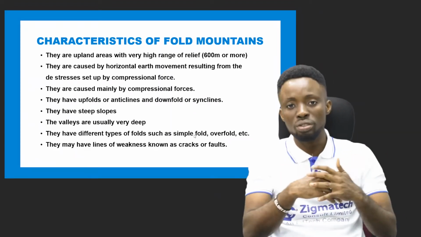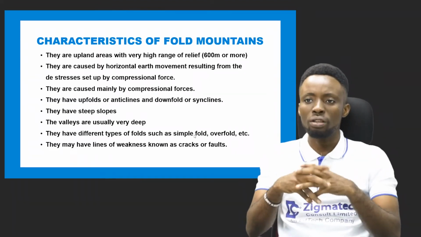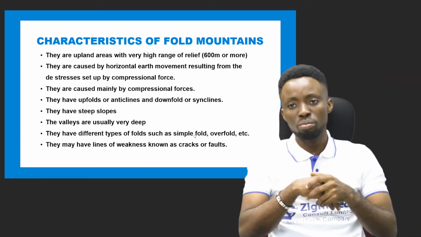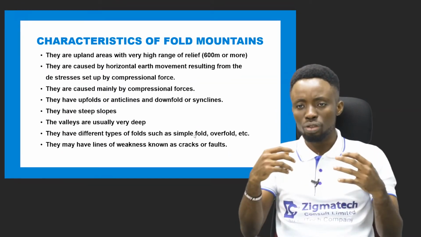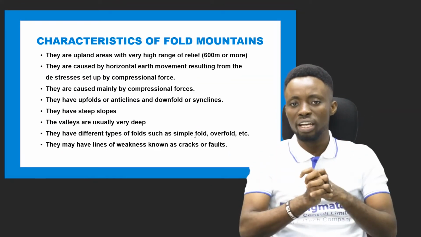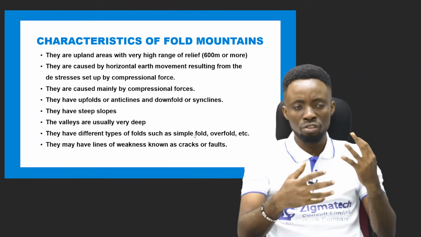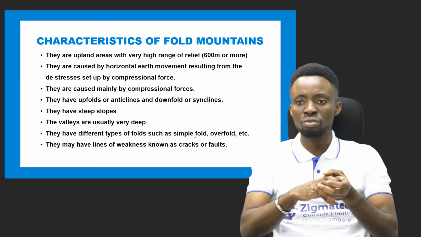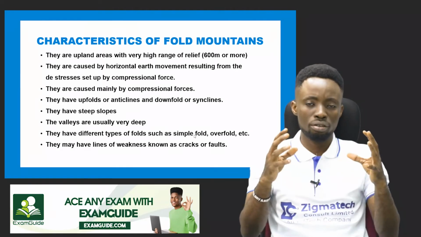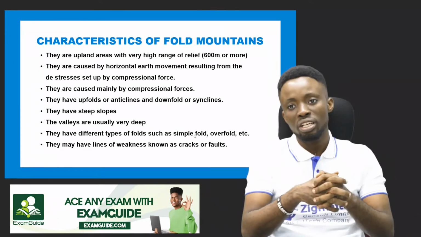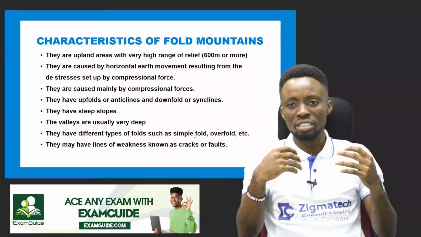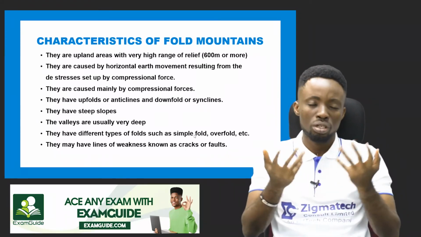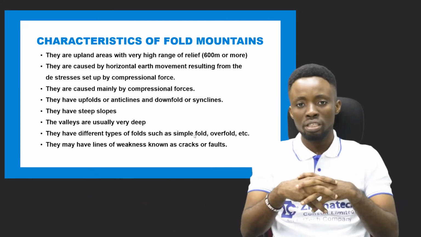So what are the features or the characteristics of fold mountains, the things that we can see to help us identify a fold mountain? Now, the first one is that fold mountains are actually upland areas with a very high range of relief, ranging from 600 meters and above. And they are actually caused by the Earth's movement. They are caused by horizontal forces within the Earth crust, and they are a result of stresses that are built up in the crust.